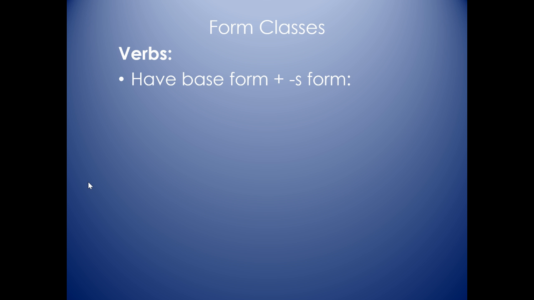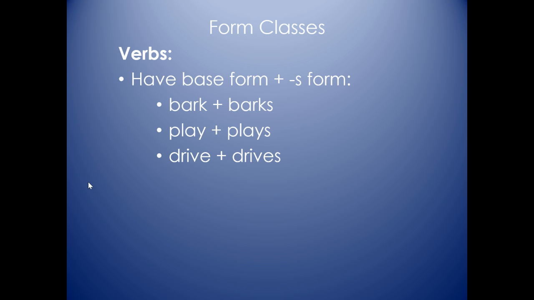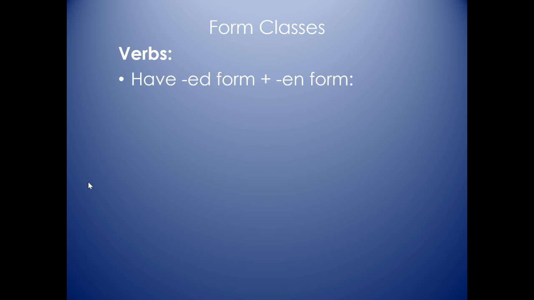So a verb has both a base form and an S form. So I could say bark and barks, play and plays, drive and drives, buy and buys. So that's one way that the verb changes its form. It also has what we call an ed and an en form. So barked and barked, which sounds kind of silly, but the second barked is also its en form. Not every word literally takes an en. There are some irregular words, and so barked is also the ed and the en form.